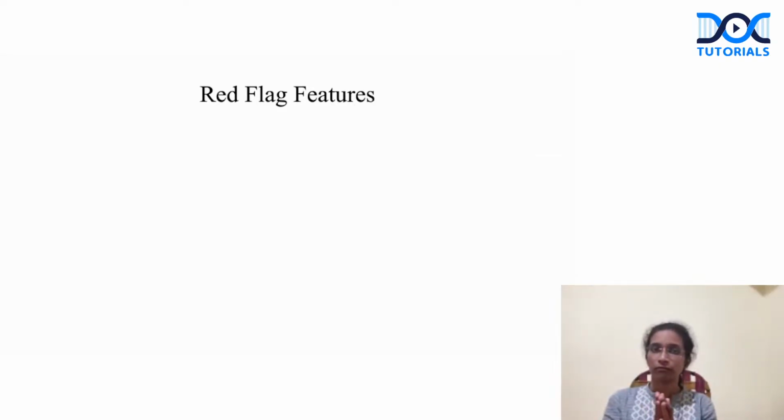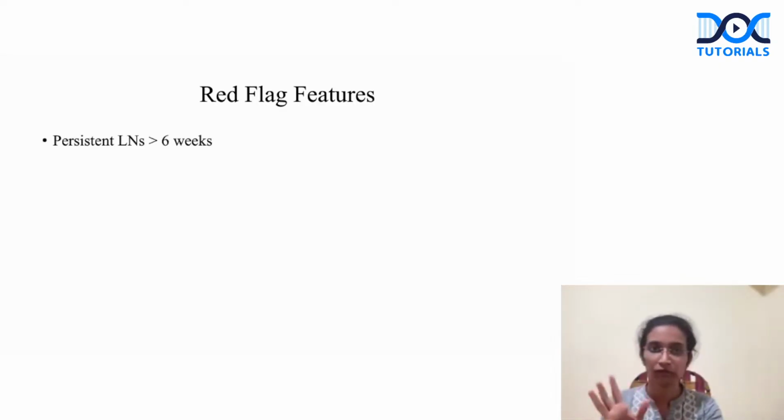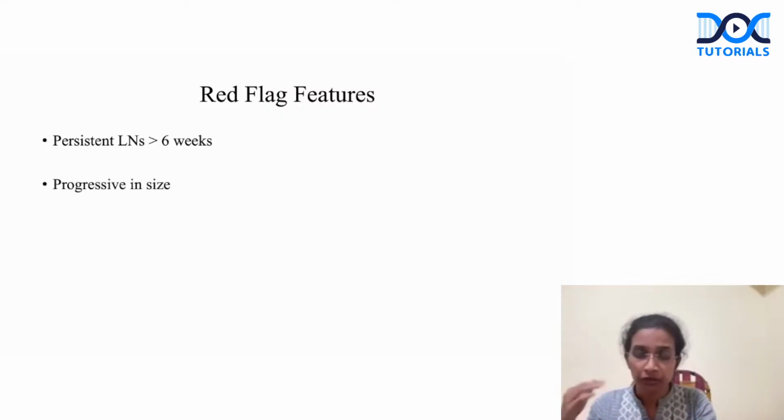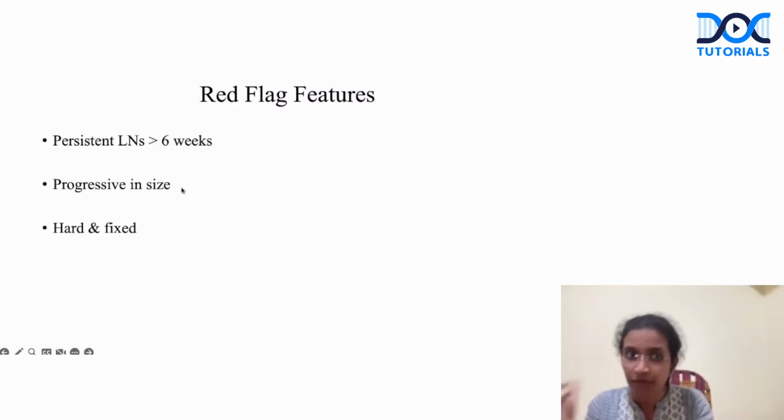Okay, but not all enlarged lymph nodes gain clinical attention. They become alarming only when red flag features are present, and then you need to jump into action to rule out malignancy or evaluate further. And what are those red flag features? Persistent lymph nodes, present for more than 6 weeks despite giving antibiotics, not healing despite time and treatment. It's persistent for more than 6 weeks, and not only present, it's also progressing in size. These are all the red flag features, and it's hard and it's fixed.